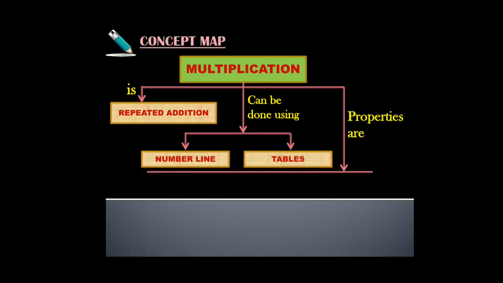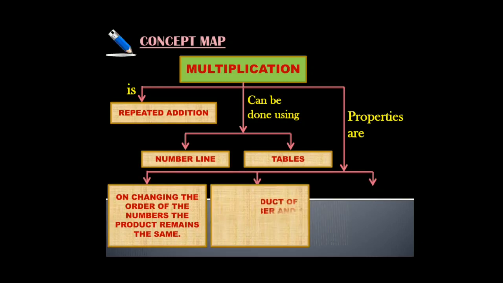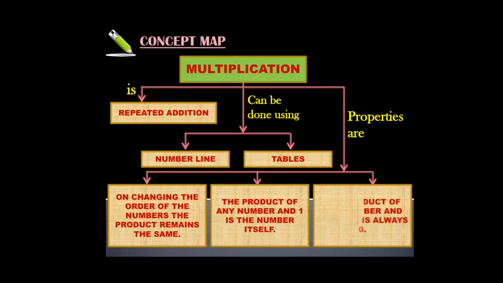Now we'll be learning properties. The first property is on changing the order of the numbers, the product remains the same. The second property is the product of any number and 1 is the number itself. The third property is the product of any number and 0 is always 0.